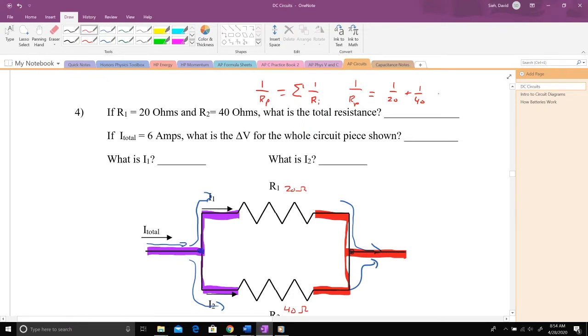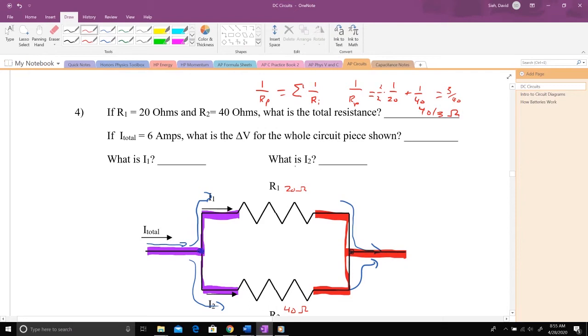If I want to add that, I've got to get common denominators. So I'm going to multiply this one by 2 over 2. And so then I'll have 2/40 and 1/40 is 3/40. But remember, that is not the answer. That's 1 over the answer. Now that I have 1 over RP equals 3 over 40, I can flip both sides and I'll get 40/3 ohms for my total resistance. Okay, so that's 13 1/3.